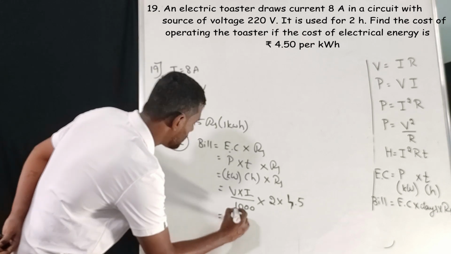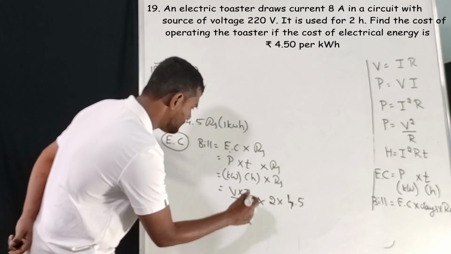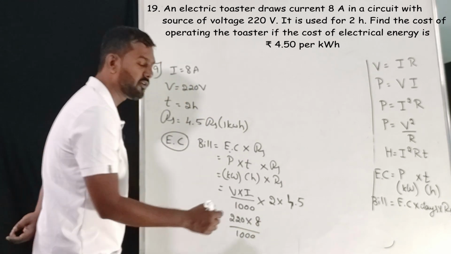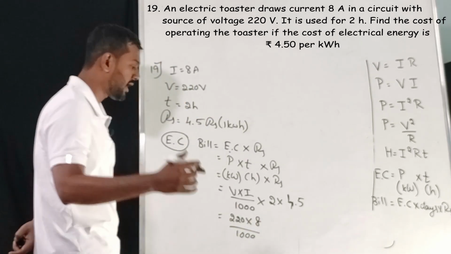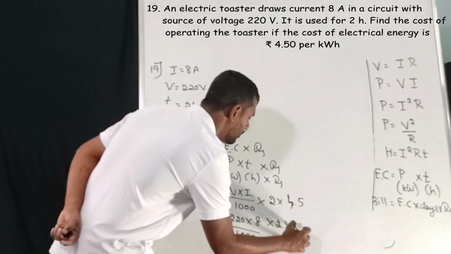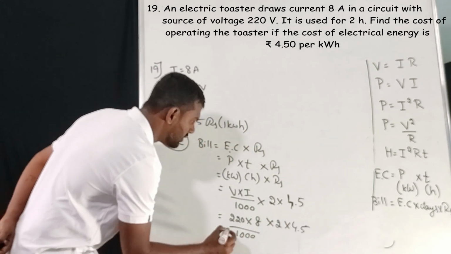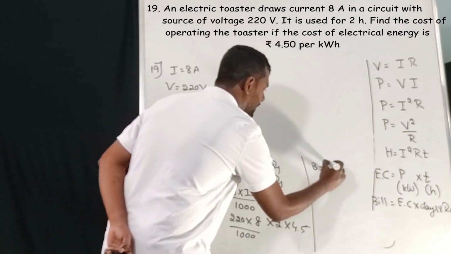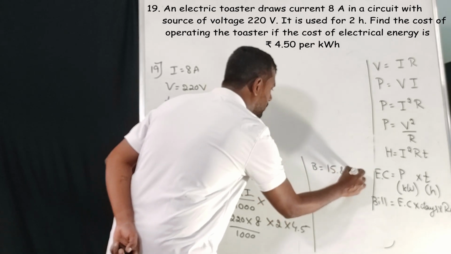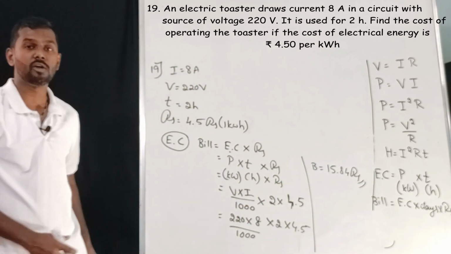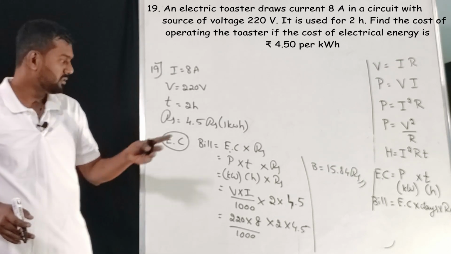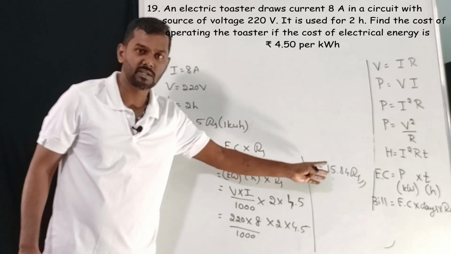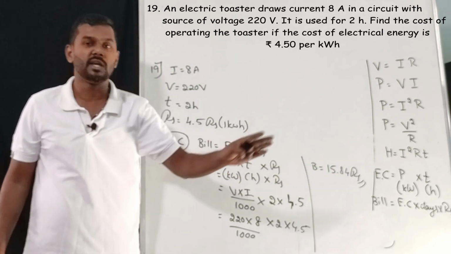So V into I, that is 220 into I, which is 8, divided by 1000. Why are we dividing by 1000? To convert into kilowatt hour, into 2 into 4.5. So once we solve this, the final answer will be: the electrical bill generated will be 15.84 rupees. That's it. See, they are not talking about the whole month. If that is not given, they are talking about only one day. So for one day, the electrical bill will be 15 rupees 84 paise.